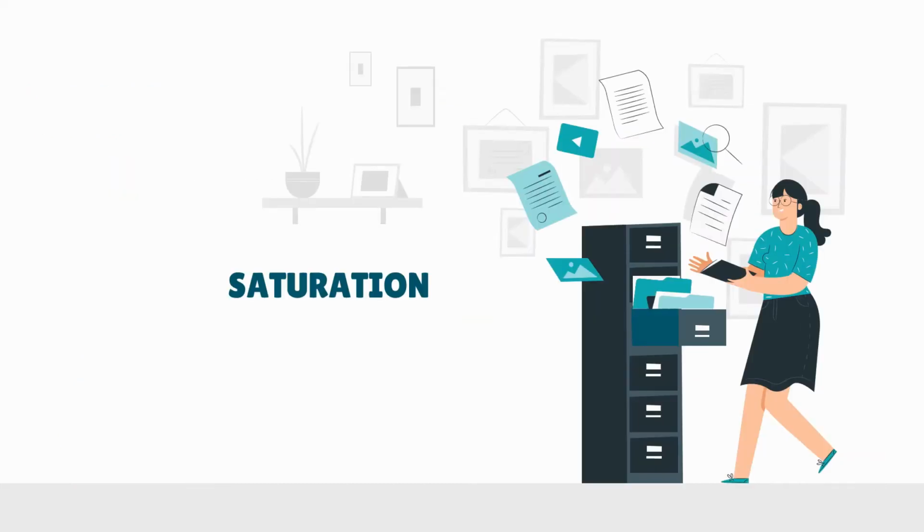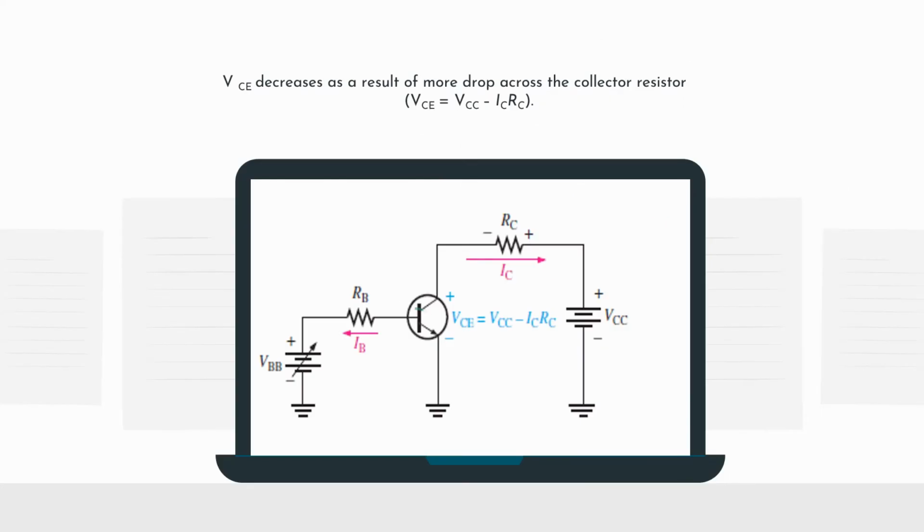And the next characteristic is saturation. When the base-emitter junction becomes forward biased and the base current is increased, the collector current also increases and VCC decreases as a result of more drop across the collector resistor.